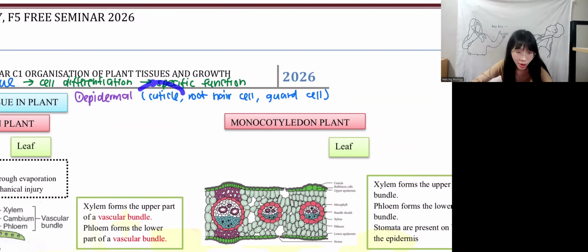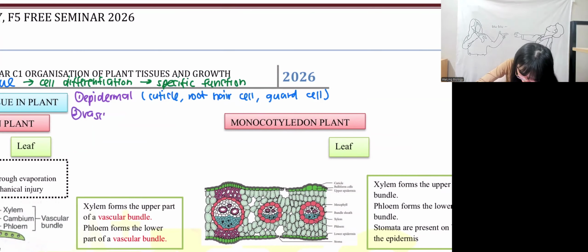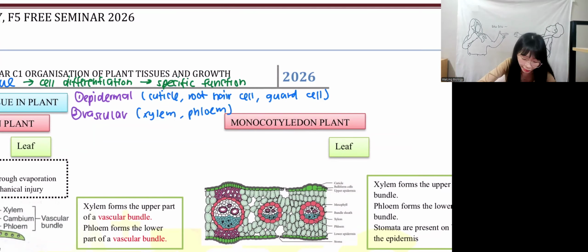So cuticle is to prevent water loss. Root hair cell is the one that we learned just now. Guard cell is the bottom part of the leaf. So everything is the outermost layer of a cell. Okay, second, it will be vascular tissue. Vascular tissue is referring to xylem and phloem. Same thing. The last one is ground tissue, correct? Third, it will be ground tissue.